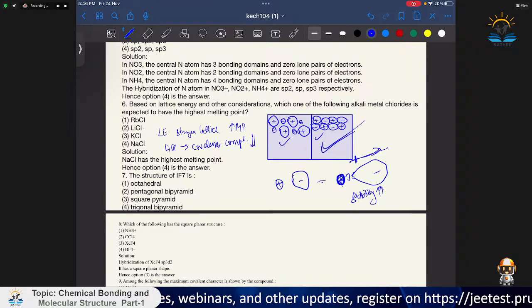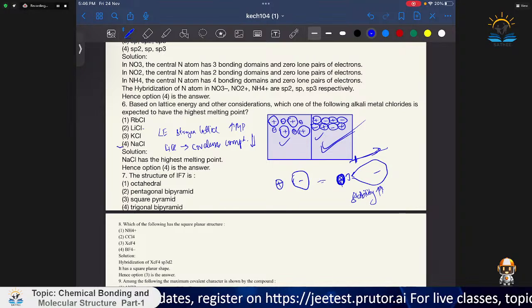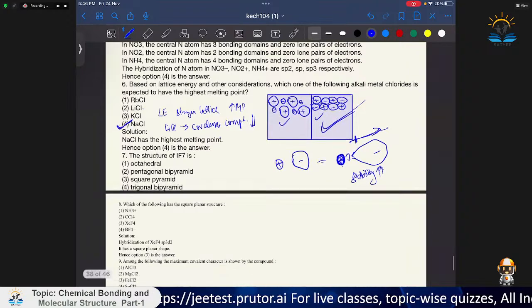Covalent compounds have very low melting points because the bond is kind of weak. So after lithium, we have sodium chloride. The answer will be sodium chloride without any doubt. Okay.